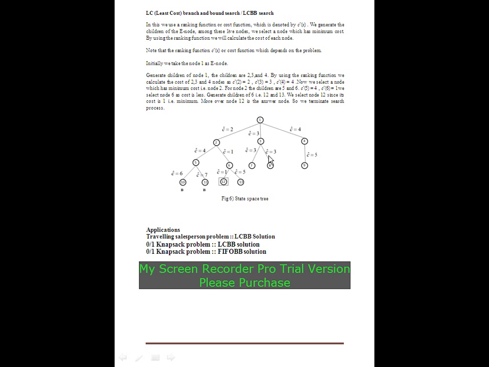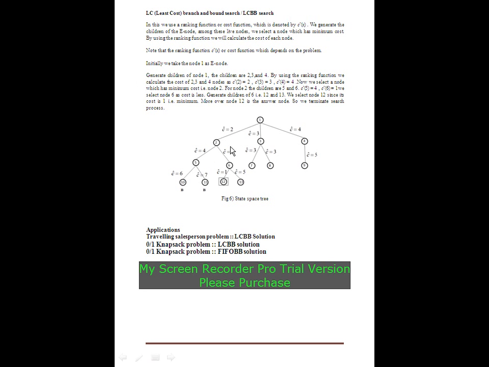Which leads to infeasible solutions. No need to expand that node, simply expand the nodes which have feasible solutions. So automatically the number of iterations may be less, and also the expansion of the tree may be less when we are comparing with the previous approaches.